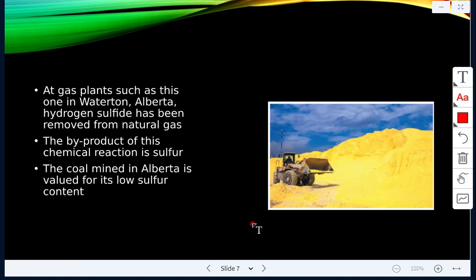Here, for example, there are gas plants such as this one in Waterton, Alberta, where hydrogen sulfide has been removed from the natural gas. The byproduct of this chemical reaction is sulfur. So that's what we're seeing here. And coal mined in Alberta is actually valued for its low sulfur content.